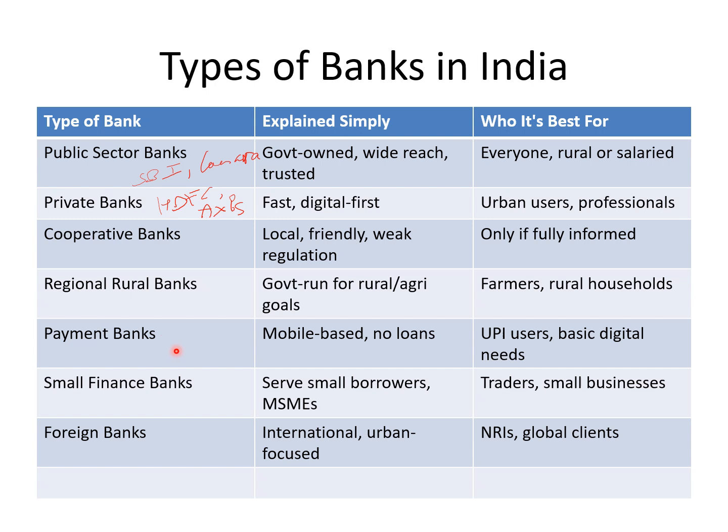Next type of banks are payment banks. These are app based banks and no offline branches available as such. Doesn't provide any loans. These are useful for UPI users and basic digital needs. Examples are Jio Finance Bank, Airtel Payments Bank, etc. Next type of banks are small finance banks. These serve small borrowers and MSMEs. These are useful for traders, small businesses.